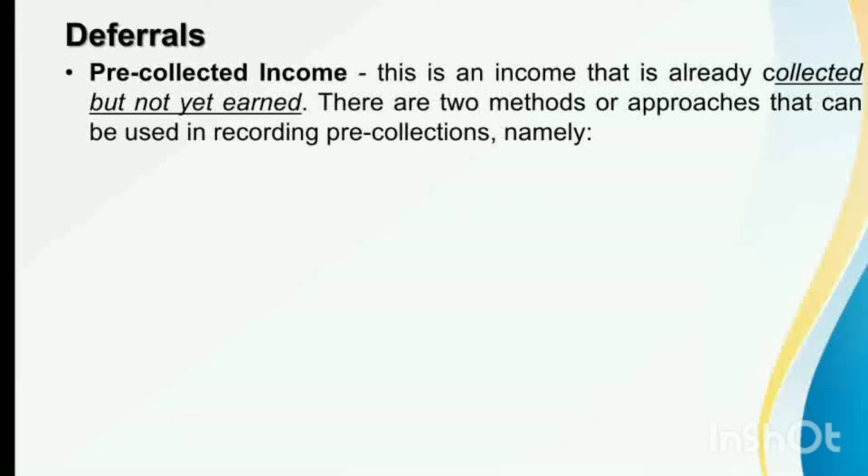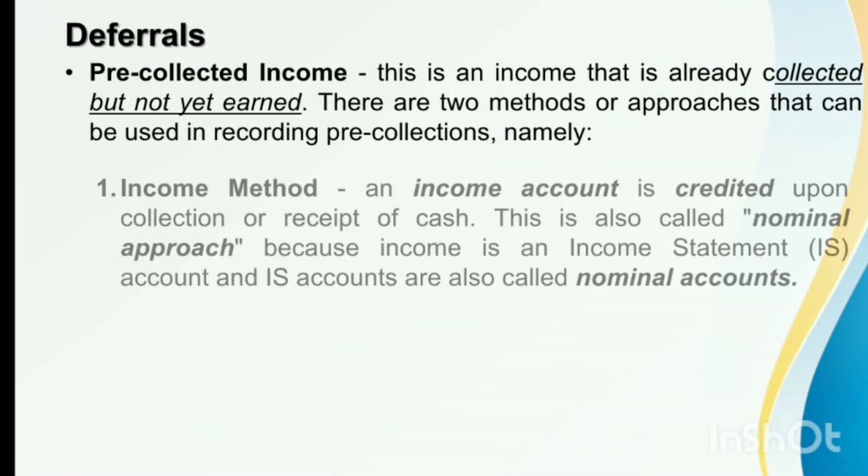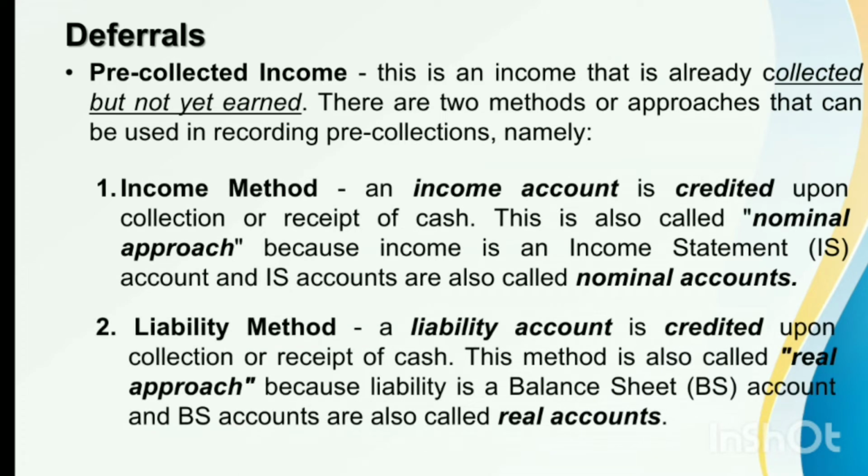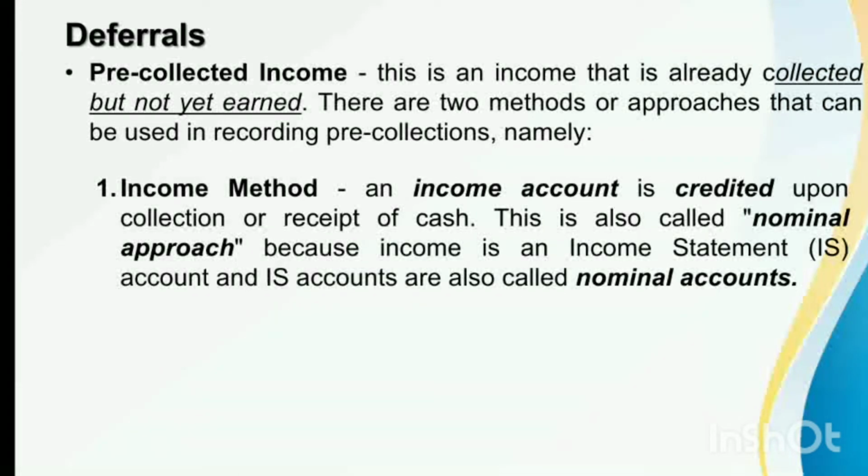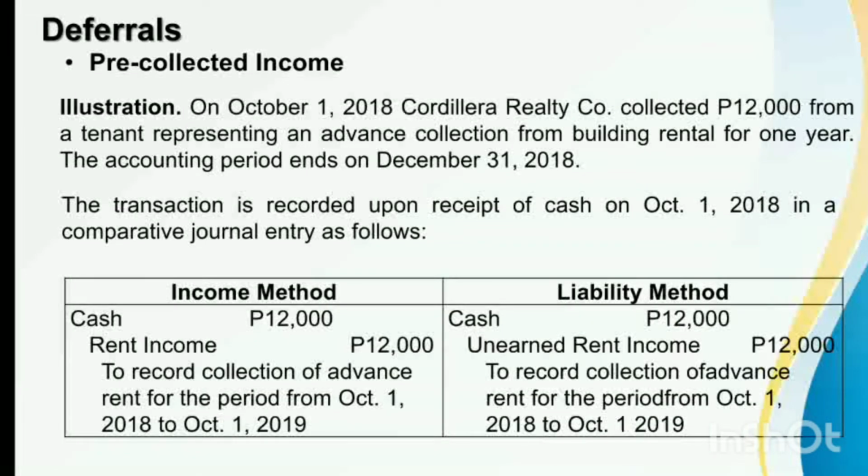There are two methods or approaches that can be used in recording pre-collection, and these are the income method and the liability method. Under the income method, an income account is credited upon collection or receipt of cash. This is also called nominal approach because income is an income statement account, and income statement accounts are also called nominal accounts. And this is the journal entry of Cordillera Realty Corporation on October 1, 2018 under the income method.